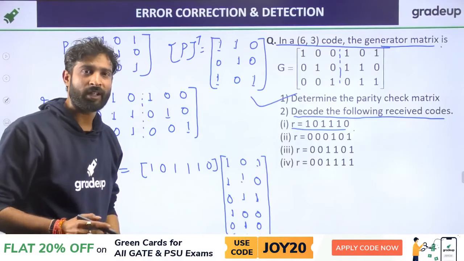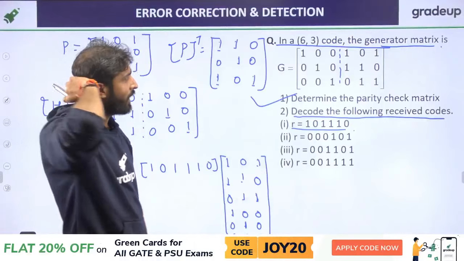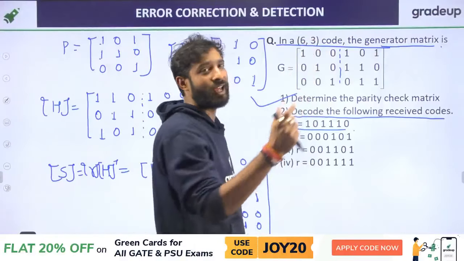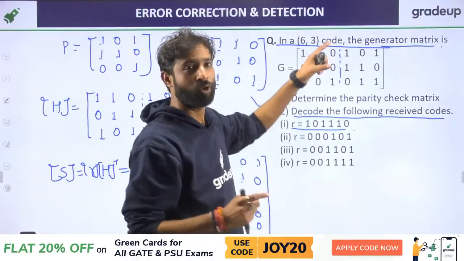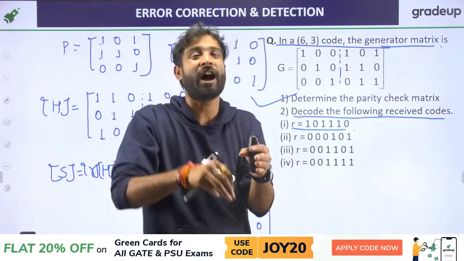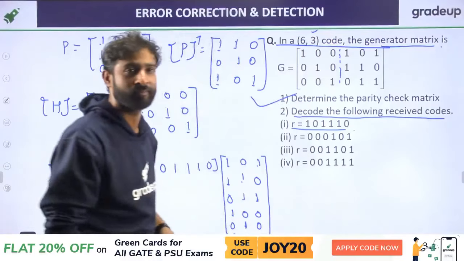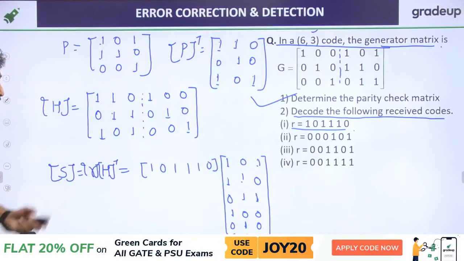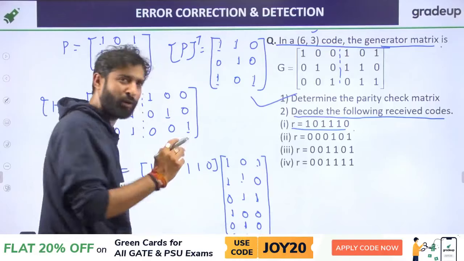Sir, what does n, k represent? n represents the total code length. So if it is 6, the total code length is 6. Out of 6, only 3 are data bits, which is what k represents. Right? Yes, Nimish, correct answer. For the first part, there is no error.